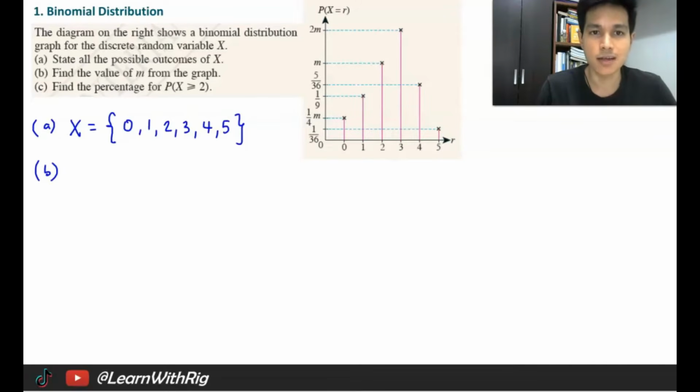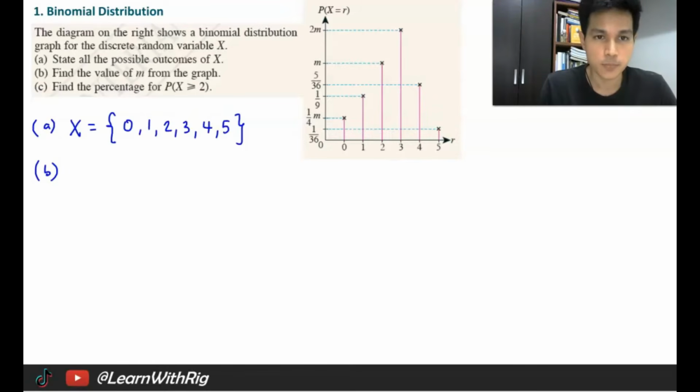Question B, find the value of m. What does this represent? This represents the probability. I gave you the formula, probability is this, you write it like this. So you should know that if you add up all of these, the total probability would be 1, because that's what we learned. The total probability will always be 1.